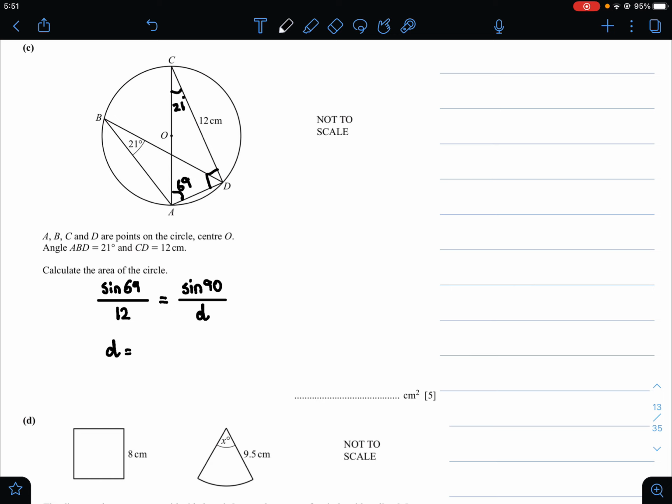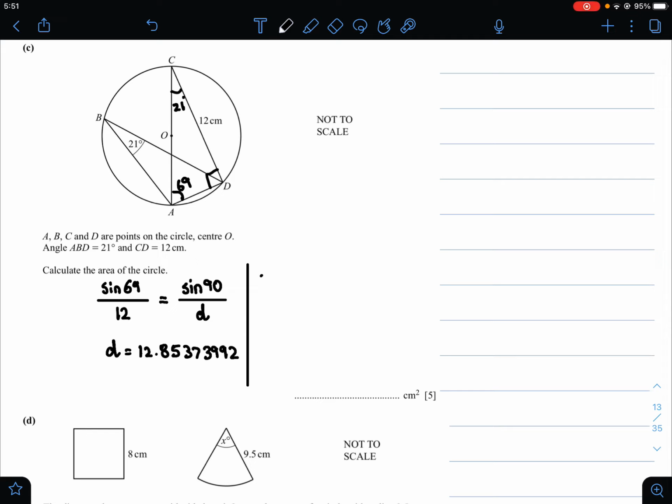So sine 69 divided by 12 and sine 90 divided by this entire fraction. So that will be 12.85373992. Now, this is the diameter. The radius would be half of this value.